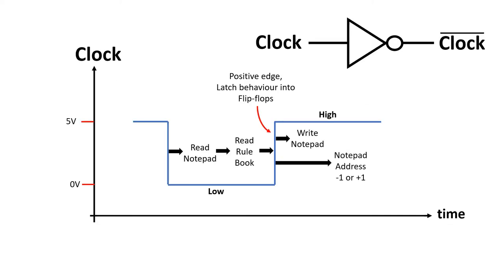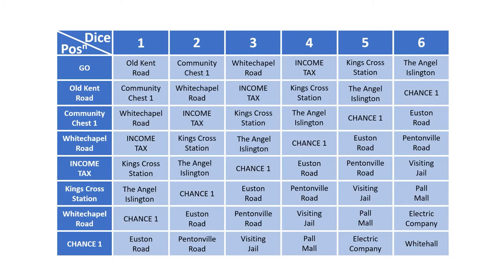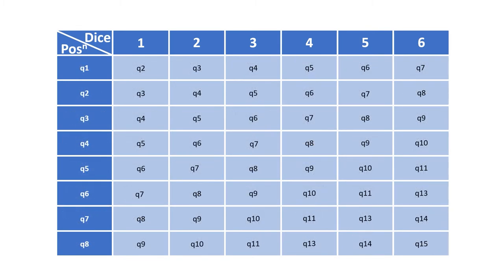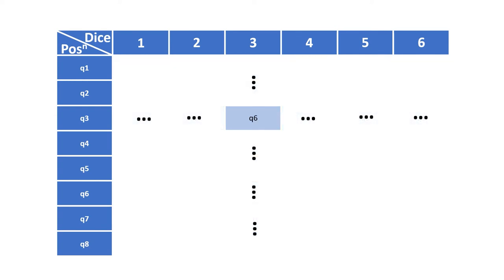After the positive edge of clock, the notepad address is either incremented or decremented, and the value is latched in on the negative edge of clock. This means the next read cycle of the notepad has the updated address. Now I need to update my rulebook to reflect this new information that's required in the output. First, convert from street names to states, and let's isolate out one configuration just to make things easier.